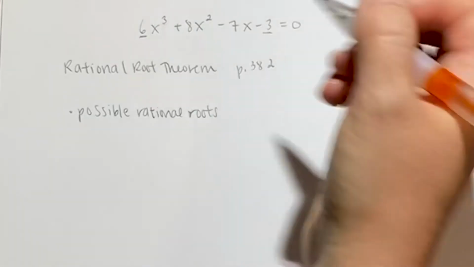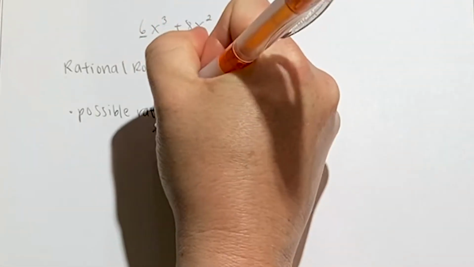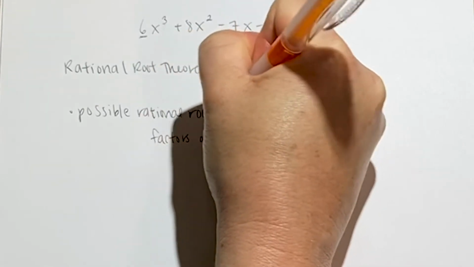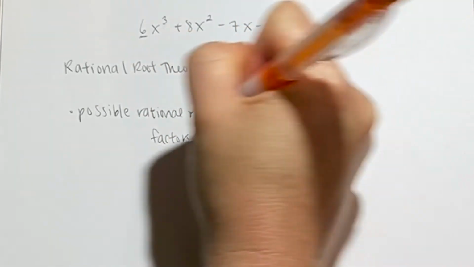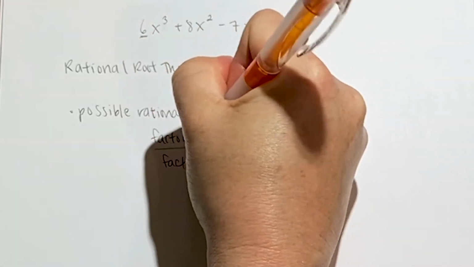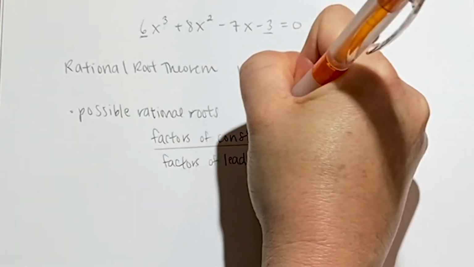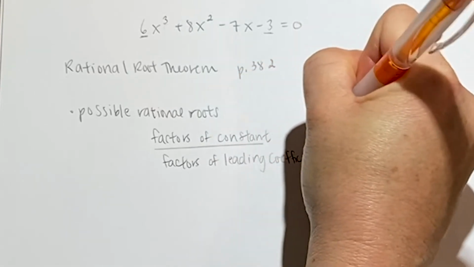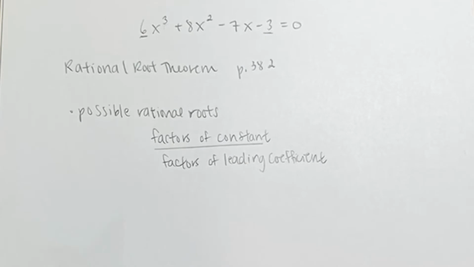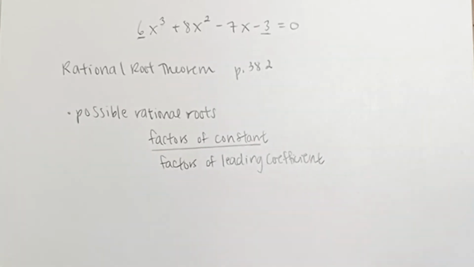So the way this works is you're going to take the factors of the constant, and you're going to put those over the factors of the leading coefficient. And that's going to create a list of fractions. Some of them will end up being integers, you'll see in a second. This list narrows down your choices for you. You're still going to have to do some work and do some guess and check until you get an answer that actually works, but this list is a narrower set of choices than the set of all real numbers.